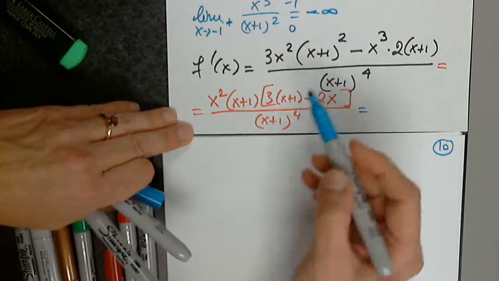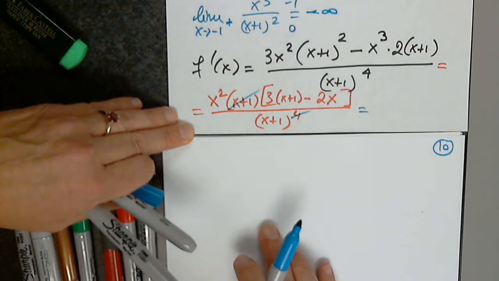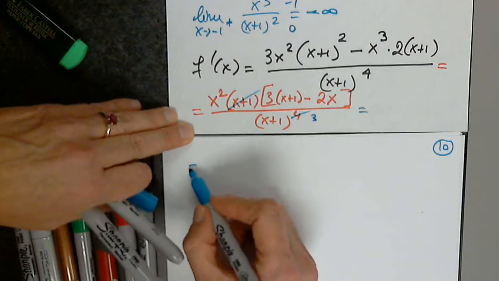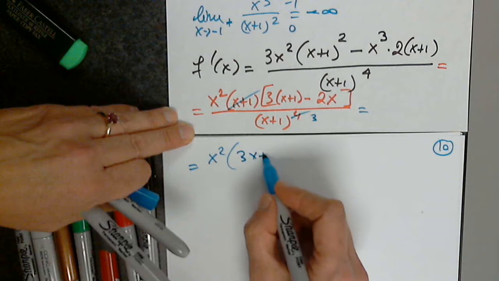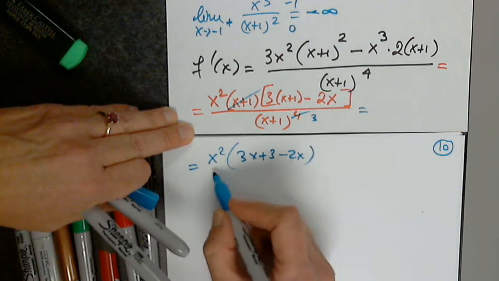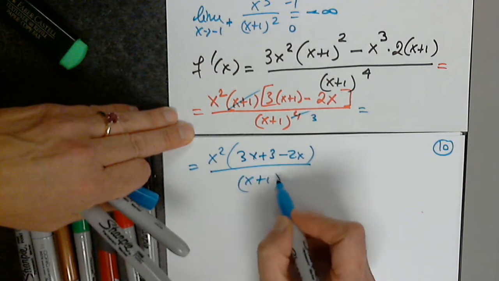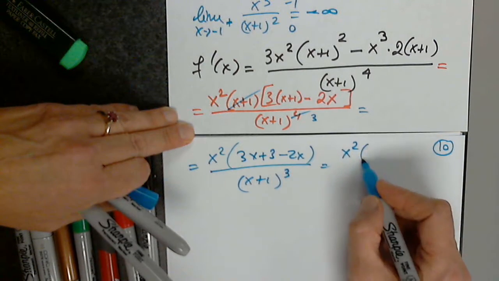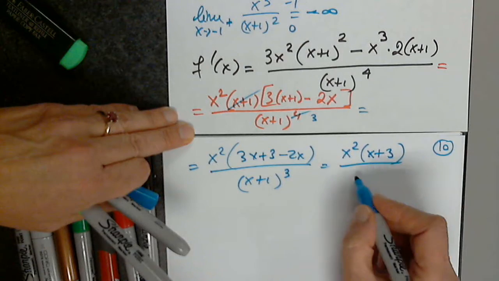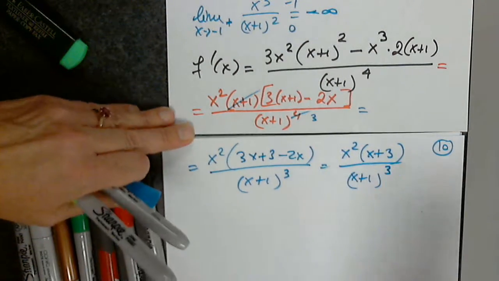Okay. So then one of these two will go away. I still have x squared and I have to combine like terms inside. 3x plus 3 minus 2x over x plus 1 to the third power. So this is x squared, and this is x plus 3 divided by x plus 1 cubed.